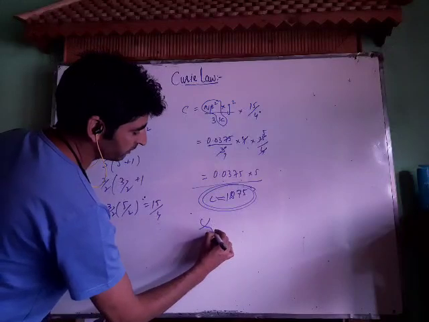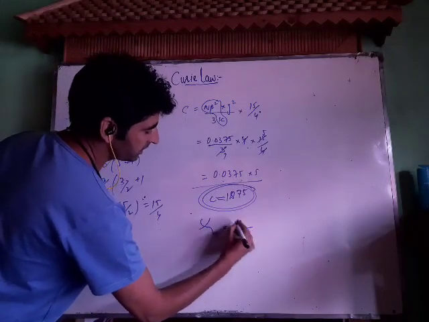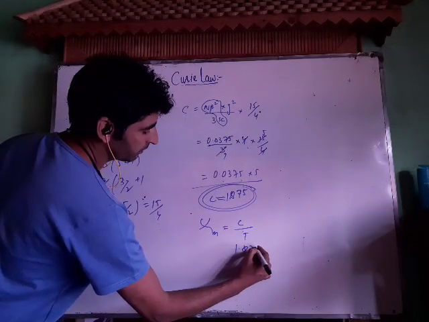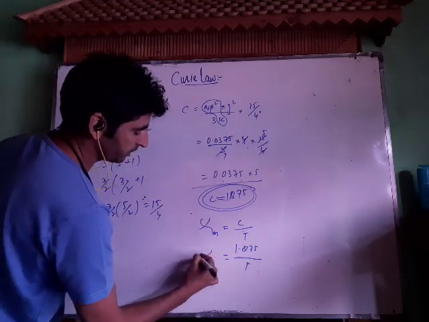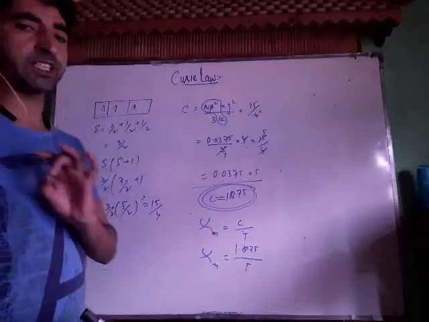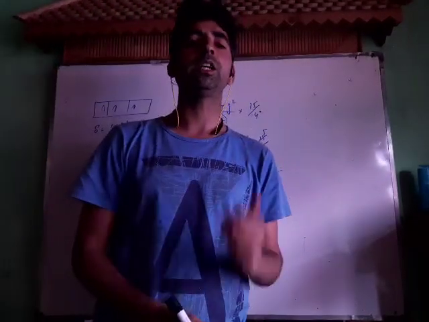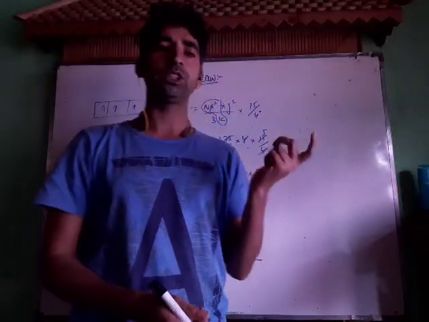And chi-m will come out to be C by T. C is 1.875, or you can take it 1.88 approximately, divided by T. This will be equal to chi-m. I hope you guys understand now. For any species you can determine Curie constant. This question has not been asked.